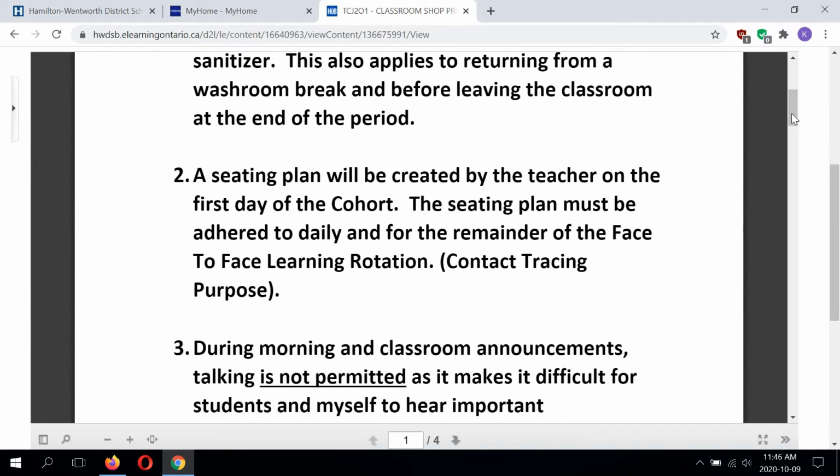Number 2, a seating plan will be created by the teacher on the first day of the cohort. The seating plan must be adhered to daily and for the remainder of the face-to-face learning rotation. This is for contact tracing purposes. So this is something that you're used to in rotation 1. You have a seat and you must not move around to other seats during class, sit in another seat on another day, and so on.